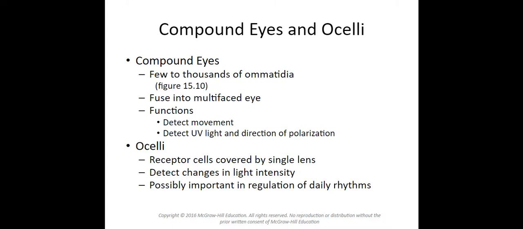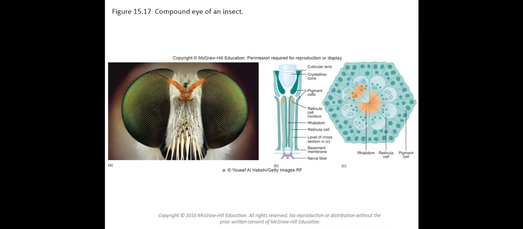It detects movement, it detects UV light, and even direction of polarization. So it gives them a more complete picture than some of the other arthropods have. The ocelli are just single lenses, and they're really just detecting light intensity. So it's probably pretty important for that daily rhythm, like, oh, it's getting to be night, it's time to go to bed, or whatever. It helps them identify that type of day.